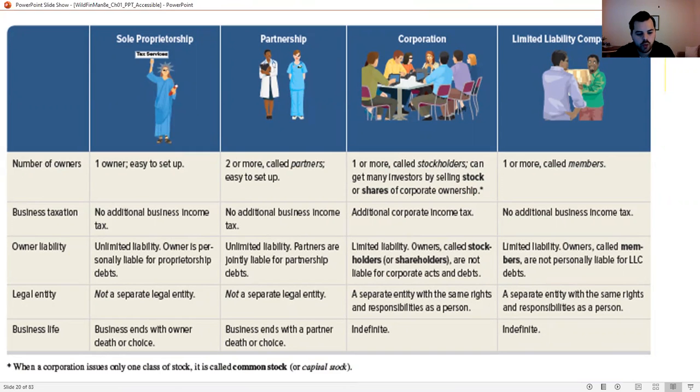You have one owner. So this is a sole proprietorship. You decide you are going to go out and start a company by yourself. Pretty easy to set up, all right? No one else has to get on board with this. You simply decide, I'm going to go start a sole proprietorship. The good news here is there's no additional business income tax. This is what we refer to as a pass-through entity. You will pay the tax at the individual level and only at the individual level.